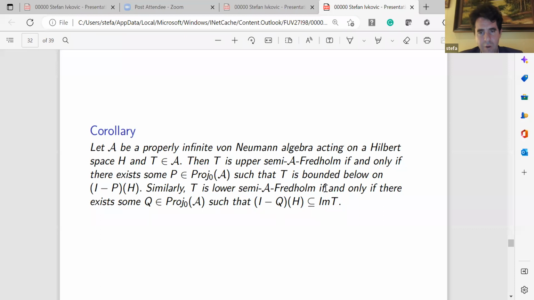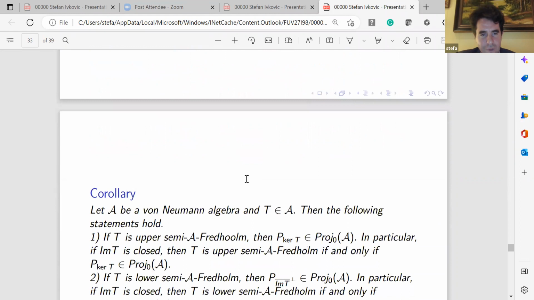And as you recall, we were speaking about that A is an upper or lower semi-Fredholm type element if and only if it's left invertible or right invertible modulo some finite projection. So thanks to this, we get this corollary. Now we have another corollary.